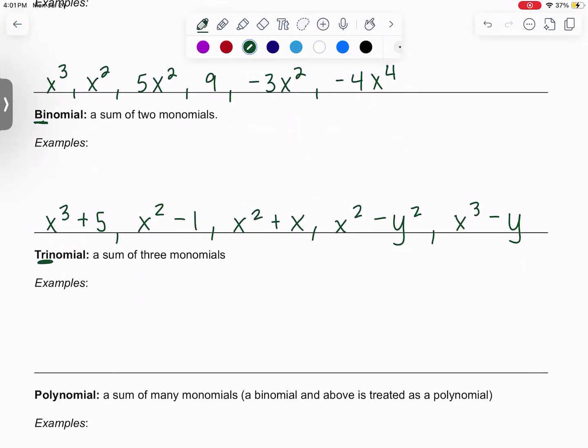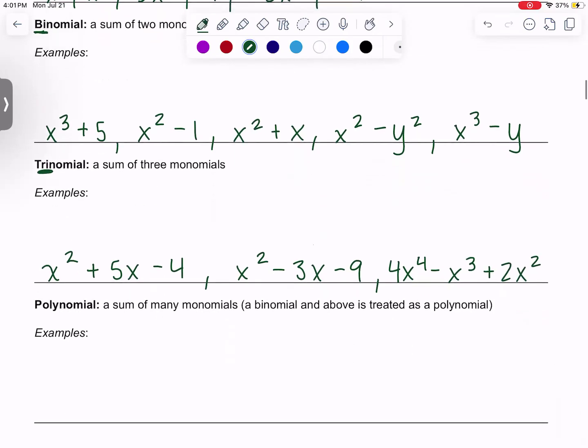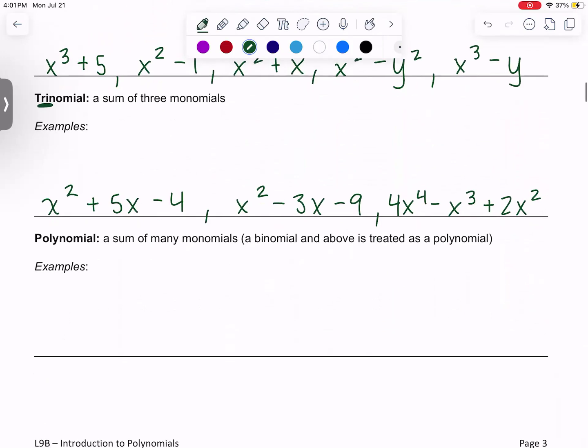Trinomial is three terms, three monomials. x squared plus 5x minus 4. x squared minus 3x minus 9. 4x to the fourth minus x to the third plus 2x to the second. So put the commas in between. Everything that has three terms. 1, 2, 3. 1, 2, 3.